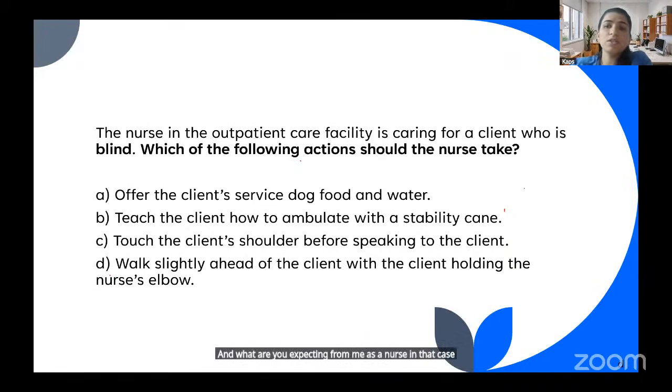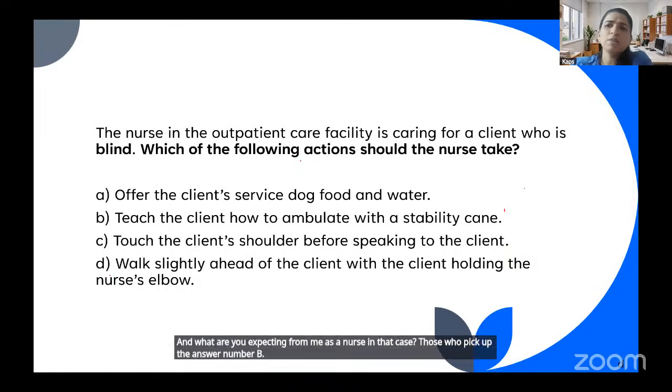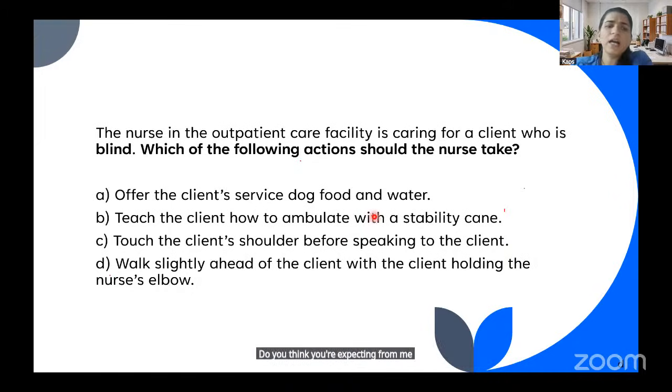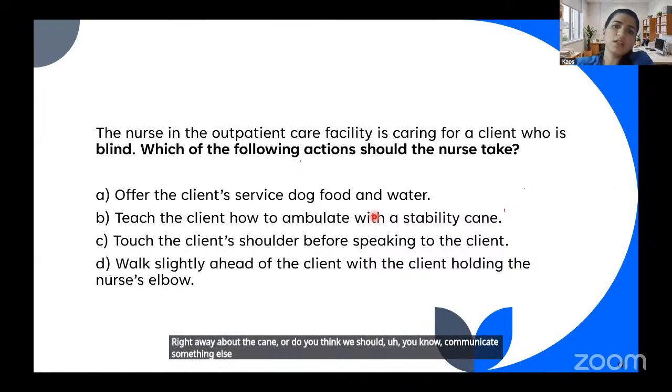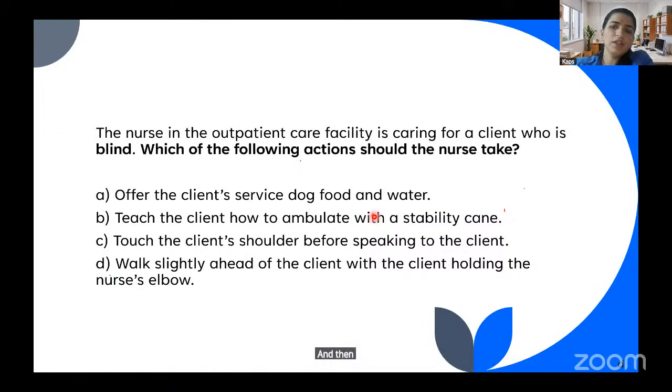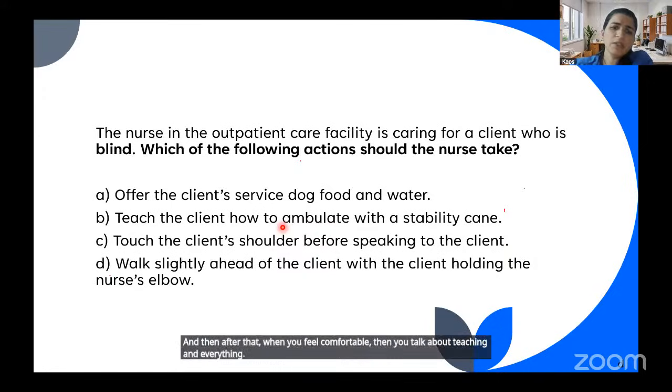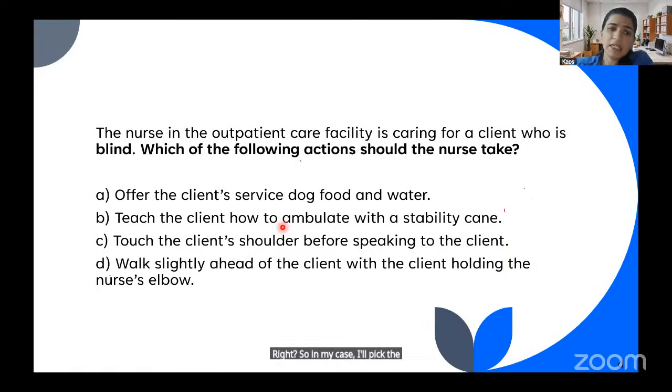Those who pick up the answer number B. Do you think you're expecting from me that I just enter the room and start teaching you right away about the cane? Or do you think we should communicate something else first and give you some direction, where you are standing right now, where to start walking and whatever. And then after that, when you feel comfortable, then you talk about teaching and everything, right? So in my case, I'll pick the D before B. So I'll go for D once this is going to happen.